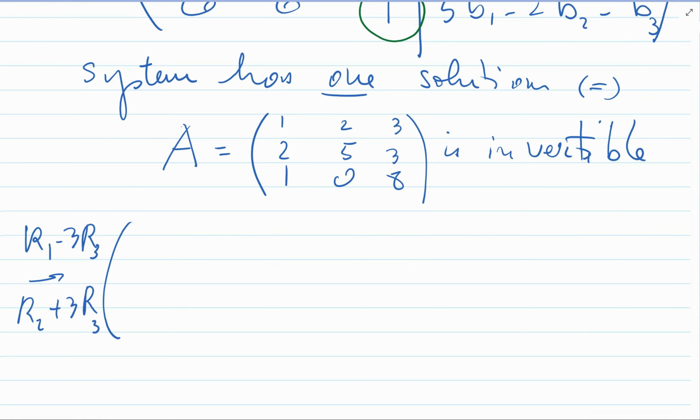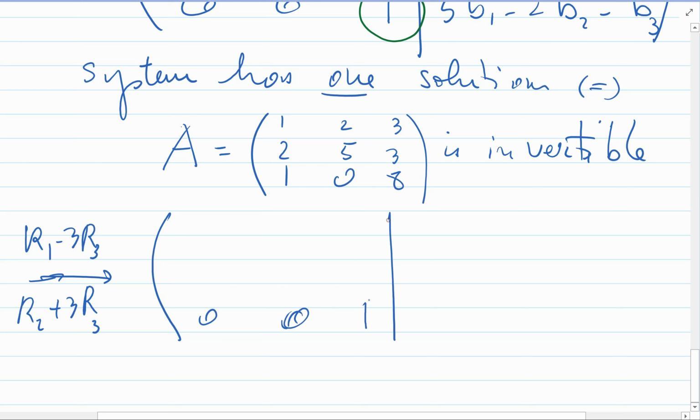So we get, we will find 0, 0, 1 for the bottom. Now we have 0, 1, 0. And for the top, it's going to be 1 plus 0, 0, 2 plus 0, 0, and then 3 minus 3, 0. And what do we have on the other side? We have 5b1 because we didn't touch it, minus 2b2 minus b3.